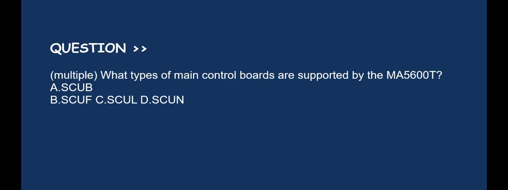Next one, what types of main control boards are supported by the MA5600T? Option A, SCUB. Option B, SCUF. Option C, SCUL. Option D, SCUN. The correct answers are option A, B, C and D.